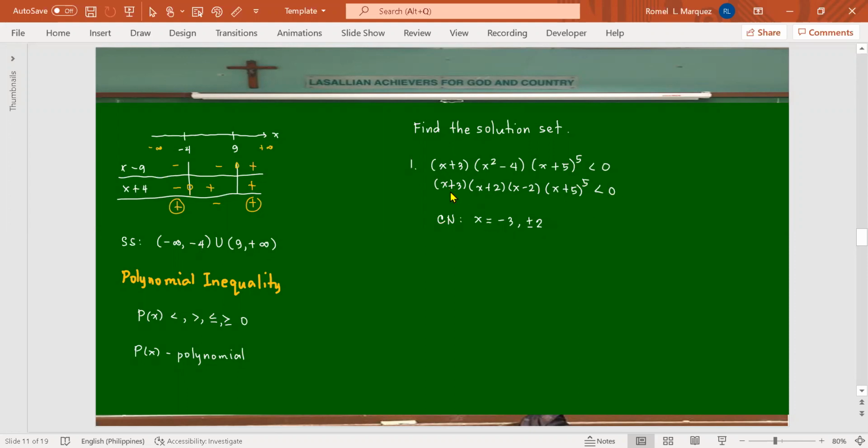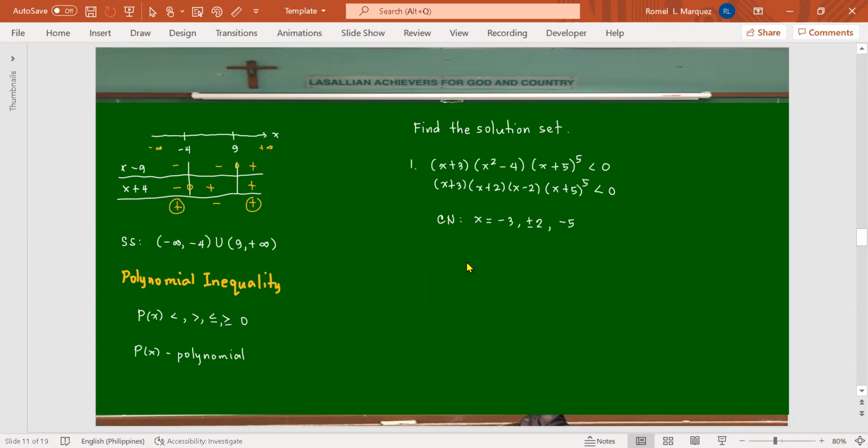What are the critical numbers? Negative 3, negative 2, positive 2. What else? Negative 5. When equated to 0, raised to 5 this one, so you get negative 5 five times. So it is called a root with 5 times repeated. Negative 5 is 5 times repeated.